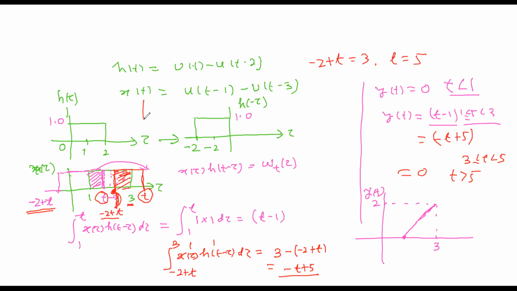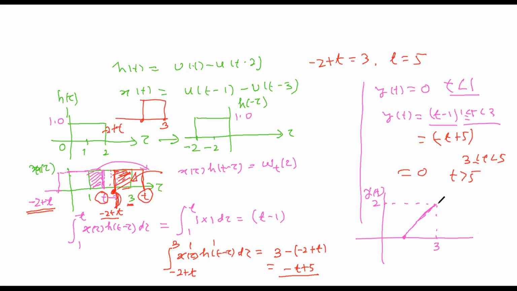Your overlap region starts at time t minus 2 plus t, this point, and that point is 3, because if you do not have any overlap in this region. Thus your integration lower limit will be minus 2 plus t, upper limit will be 3. Is that clear? Yes, sir.